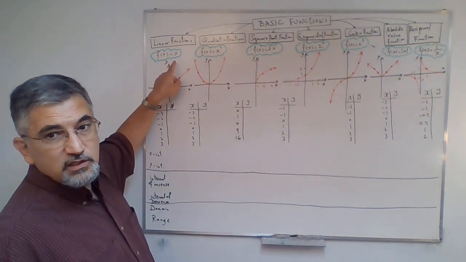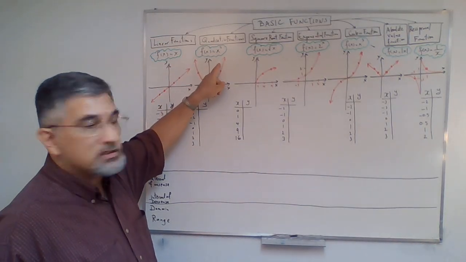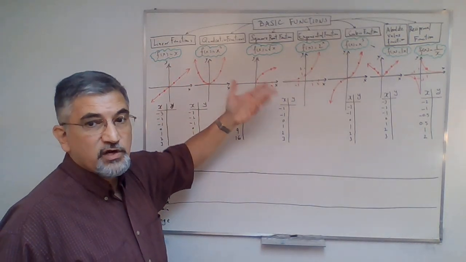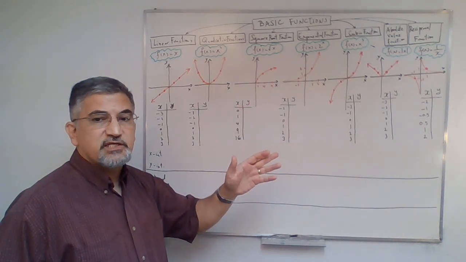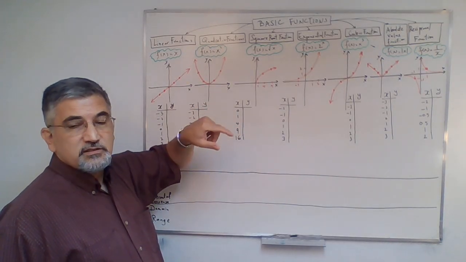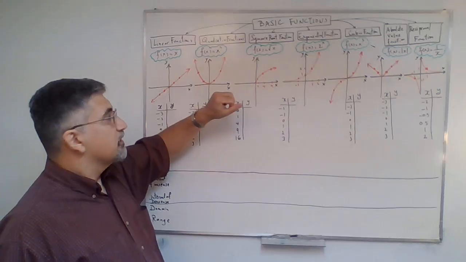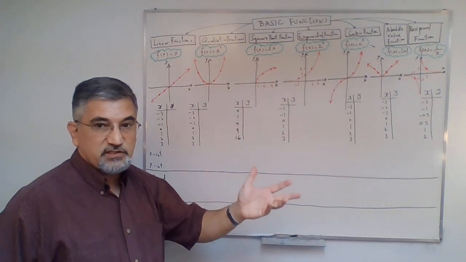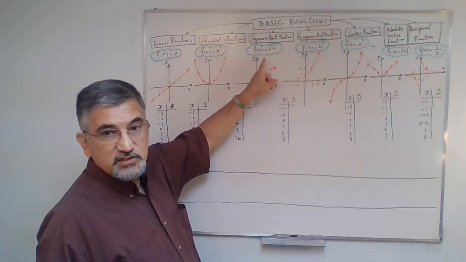Y equals x is the basic linear function. Y equals x squared is the basic quadratic function. I know that the quadratic function is in the form of y equals ax squared plus bx plus c. Okay, I know that. But the basic quadratic function is y equals x squared. The easiest case, basically. That's why we call it basic. Or y equals square root of x. That's the square root function.